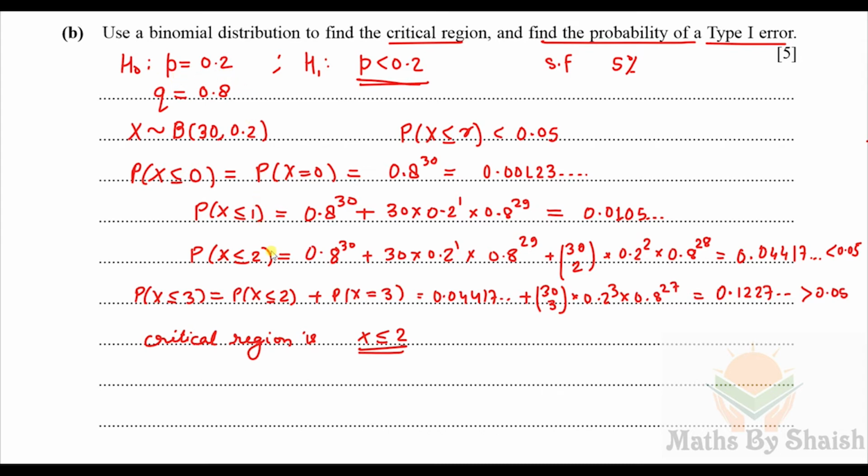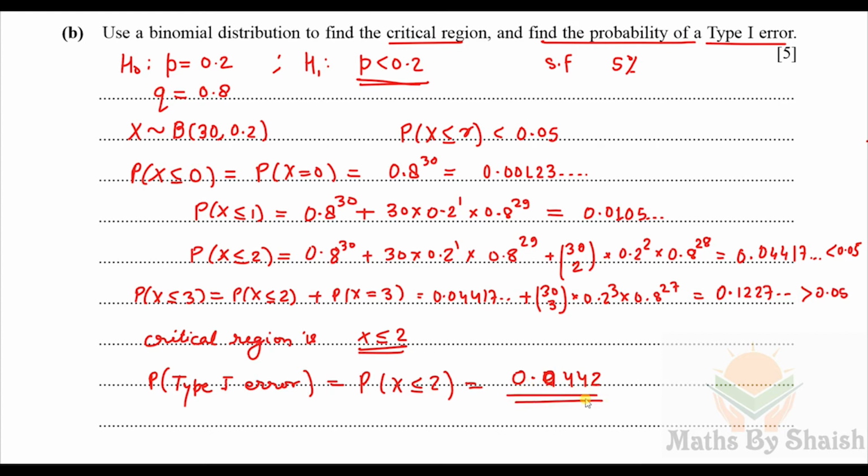But even then we are taking it, then we are committing the type 1 error, and hence the type 1 error probability is the same as the probability of X less than or equal to 2, which is 0.04417, that is, 0.0442 to 3 significant figures. That is the answer. I hope it is clear.